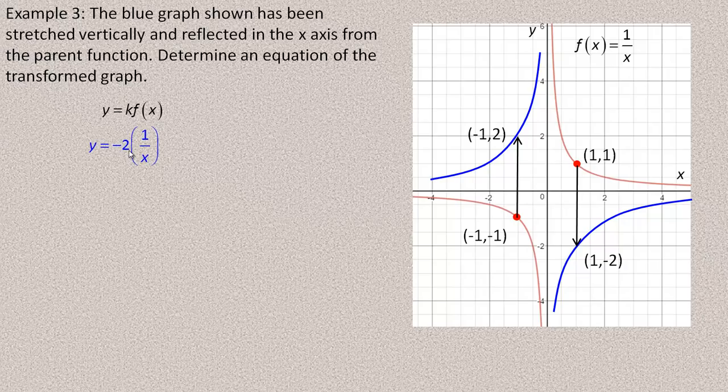So because all the y values have been multiplied by negative 2, that's a possible equation. Now it's not the only way to do this. You could actually think of this as a horizontal stretch too. So, let me get my pen going here again.